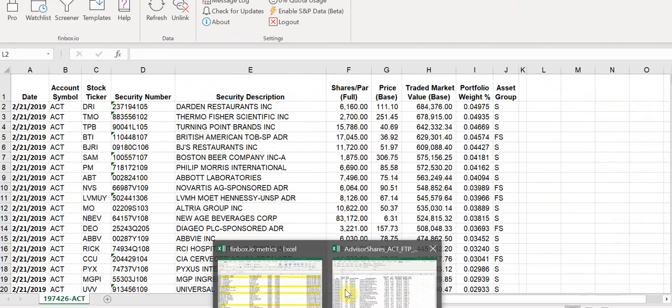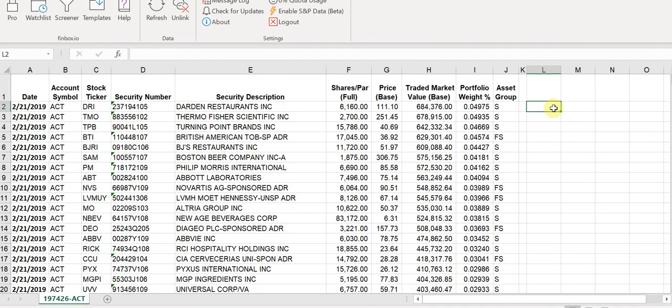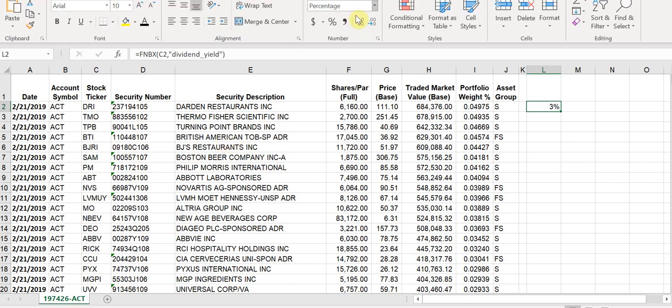So here I have the plugin already installed. Let's start with just dividend yield. I like stocks that do actually pay a dividend. So that's just dividend yield. It's a pretty slick plugin. So there you go. It's that easy. Now you already have dividend yield.